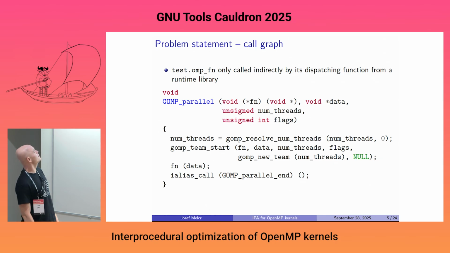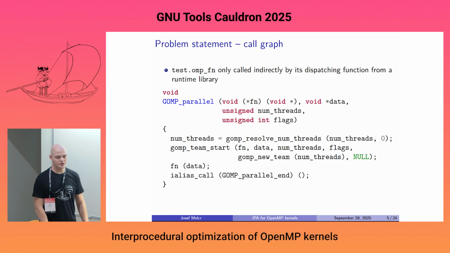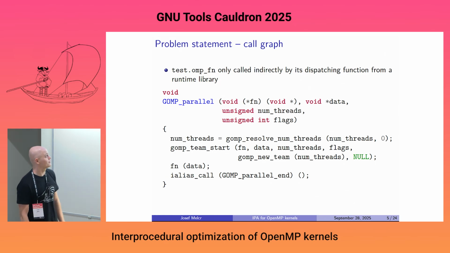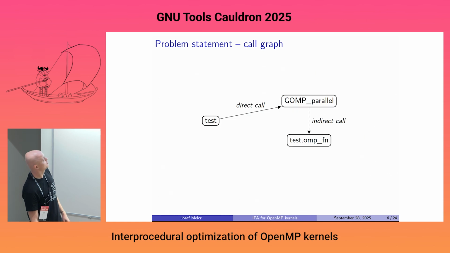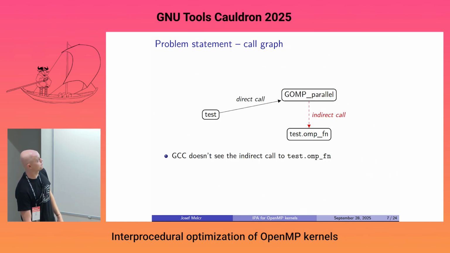Yeah. It's actually in the function gomp parallel itself, but that function, its code, is actually in a runtime library. GCC doesn't see the call site. Is this fn(data)? We need to expose this call site. This is what the call graph actually looks like.